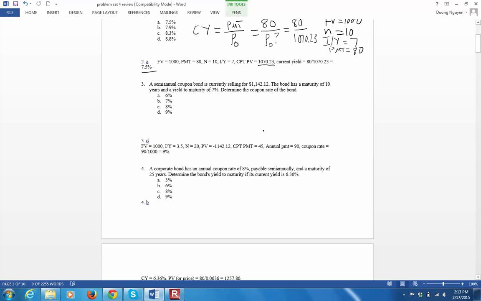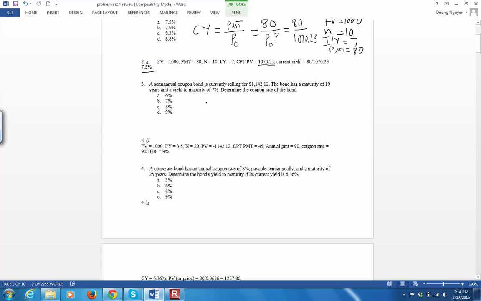A semi-annual coupon bond is currently selling for $1,142.12. The bond has a maturity of 10 years and a yield to maturity of 7%. Determine the coupon rate of the bond. Remember that you are looking for the coupon rate, so therefore you are looking for the coupon payment.